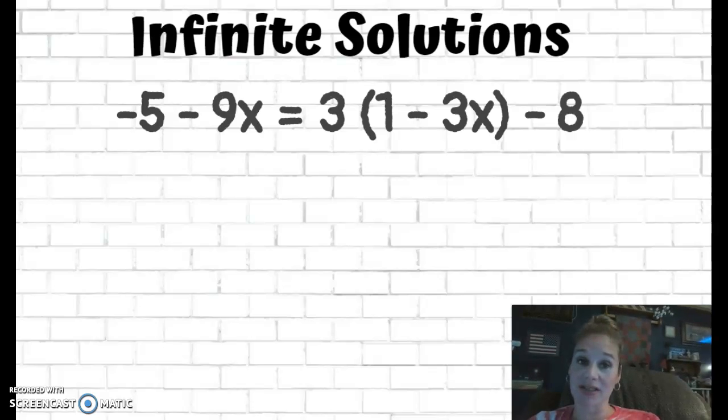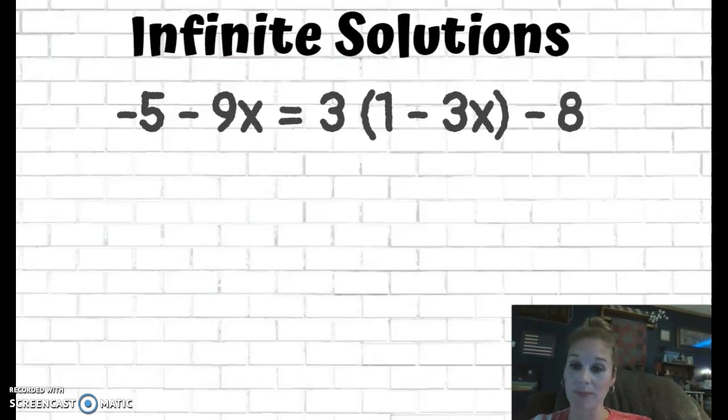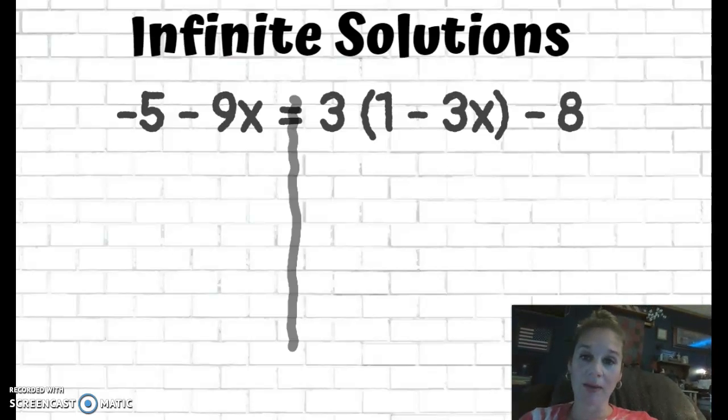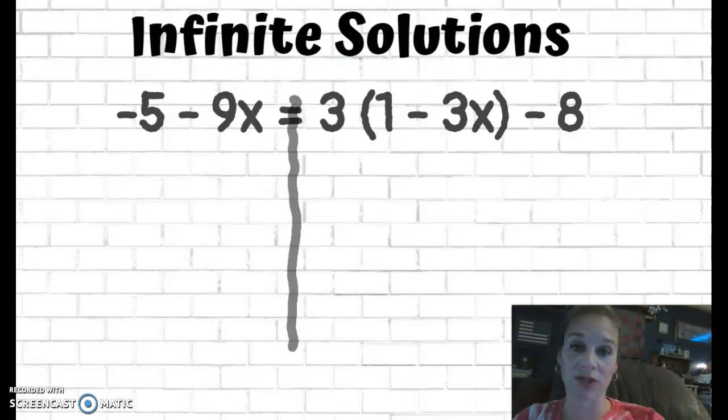So we're going to start this example just like we would any other example. We see that it's an equation and that it has variables actually on both sides. So we have to start breaking it down so we can isolate the variables. So I'm going to go ahead and put my wall. There we go. And looking at my left side, I've just got a -5 and another term, -9x. But on the right side, I definitely see a parentheses behind that 3. So I'm going to go ahead and cherry bomb or distribute that first.